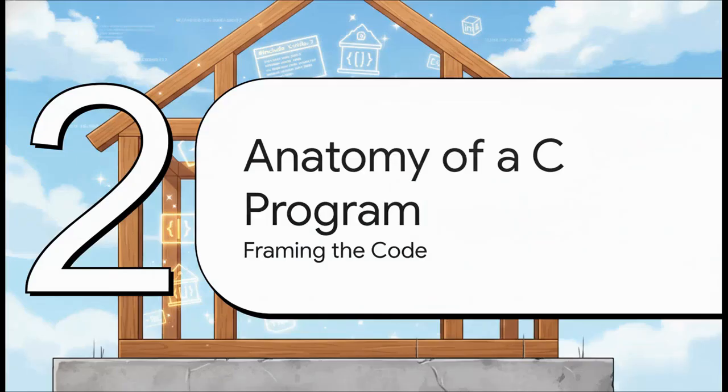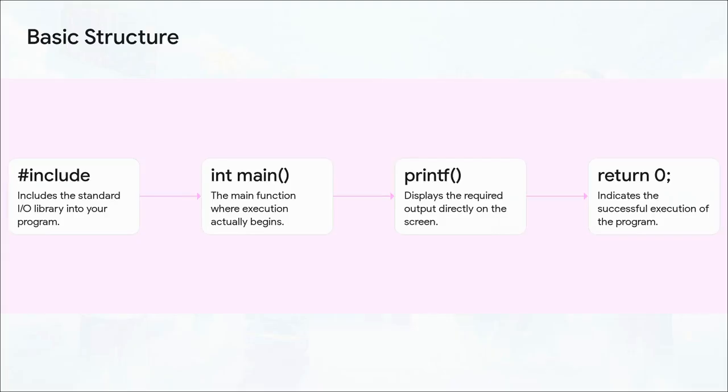Moving right along to Section 2, Anatomy of a C Program. Now, every C program follows a pretty strict logic. If we look at a classic Hello World script, we always start by including our standard input and output library. Then we open the main function.